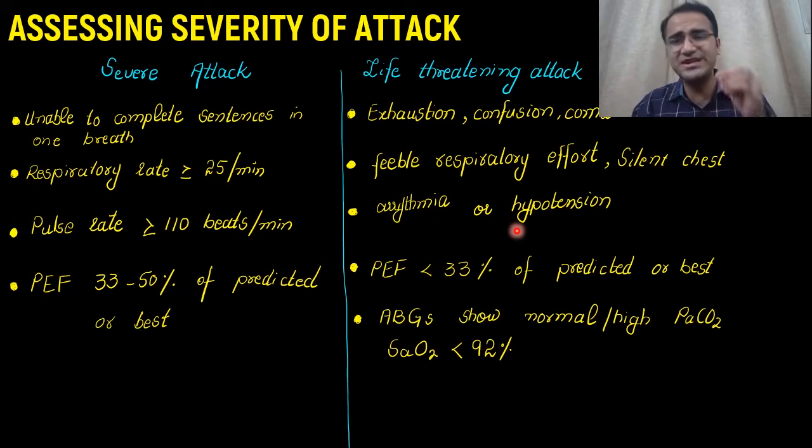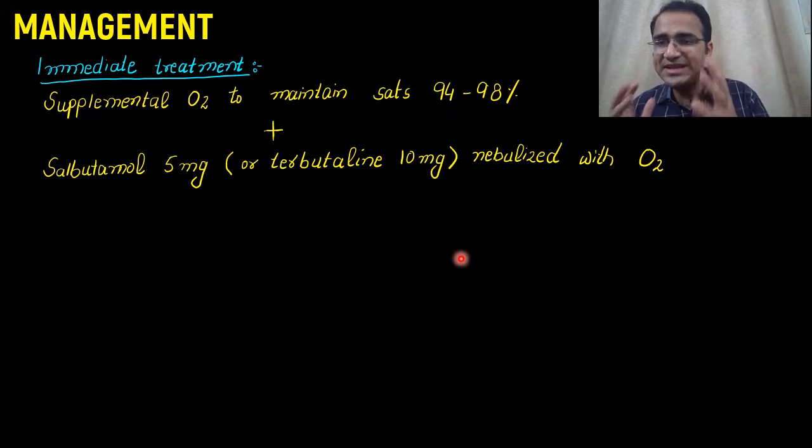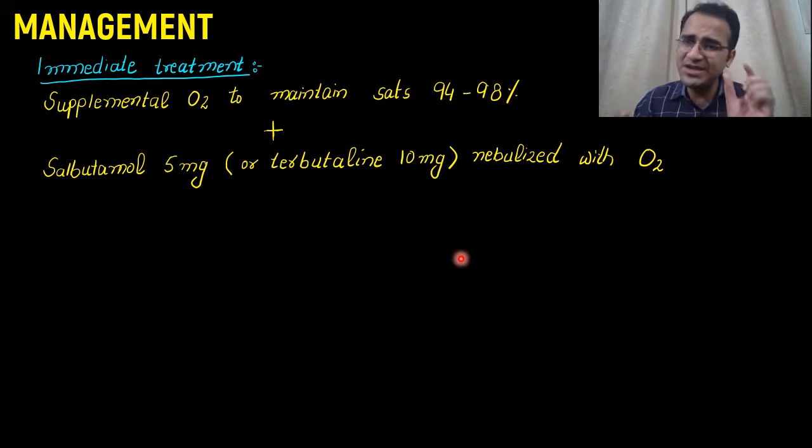Based on these severities, we manage the patient. The immediate treatment you need to give is supplemental oxygen, trying to maintain oxygen saturation between 94 and 98%. With that, you give salbutamol 5 mg or terbutaline 10 mg nebulized with oxygen. So you are giving oxygen and you are giving a bronchodilator.